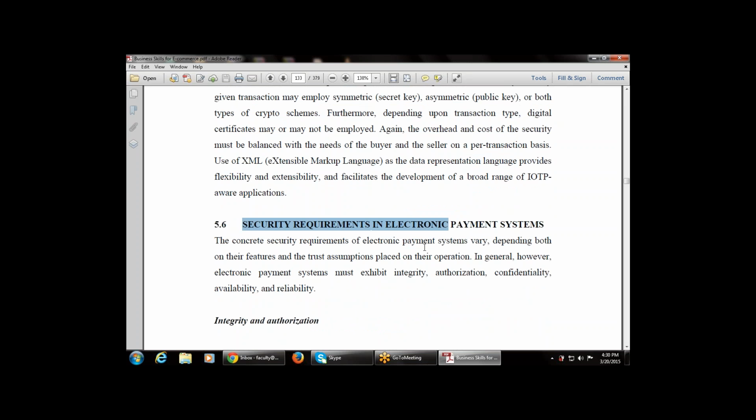Now comes today's topic, that is security requirements in e-commerce. That is, what are the security requirements in e-commerce? Let's start. What are the security methods used in the e-payment system? Whenever I make a payment over the internet, what type of security requirements, security measures and preventions are used for e-commerce or e-payment systems?